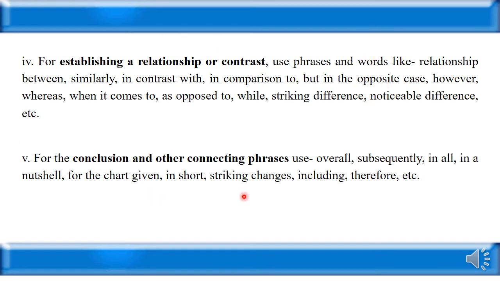Next, for conclusion and other connecting phrases, use overall, subsequently, in all, in a nutshell, for the chart given, in short, striking changes, including, therefore, etc. So these are the phrases you can use to conclude analytical paragraph writing.